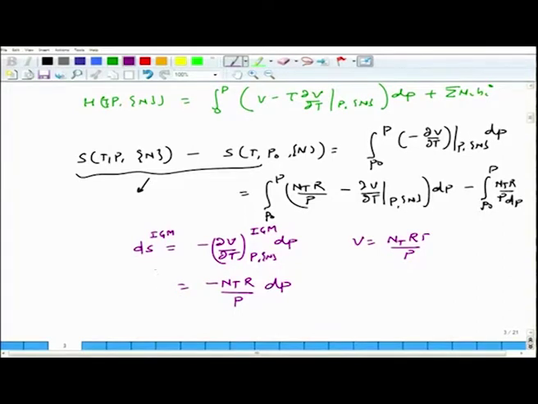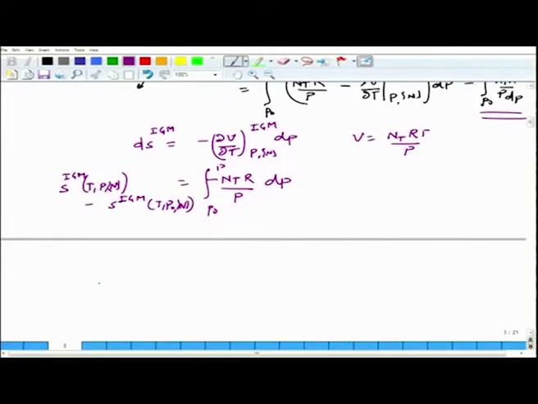Okay. So, if you integrate this, we get the following from, let us say, P0 to P. This is going to be S of IGM at T, P, n minus S of IGM at T, P0, n. Thus, this expression is nothing but the difference in the entropy of the ideal gas mixture from P0 to P.